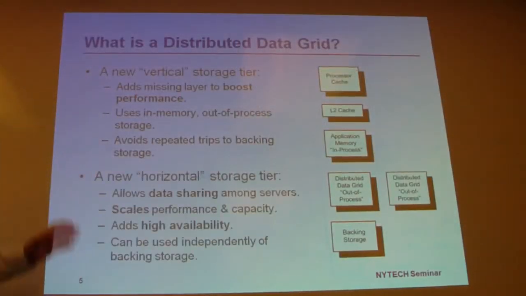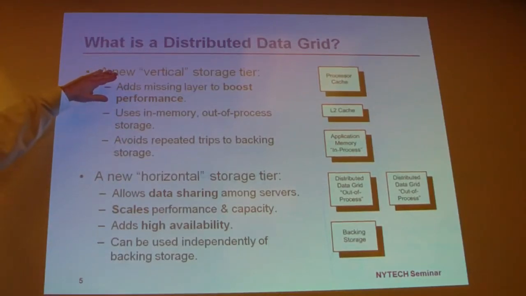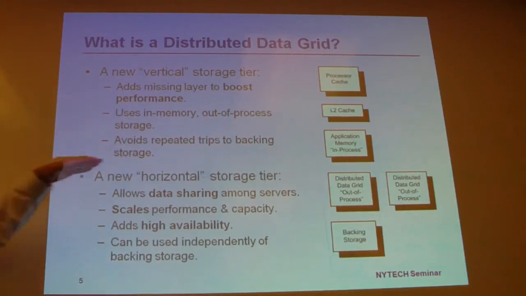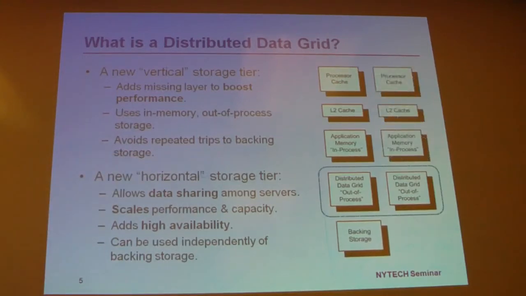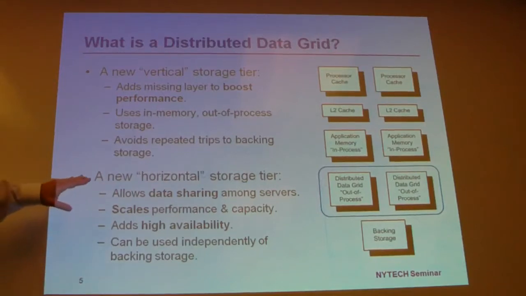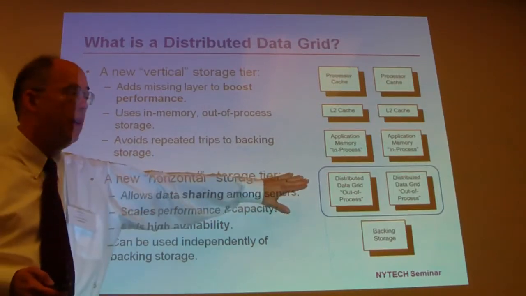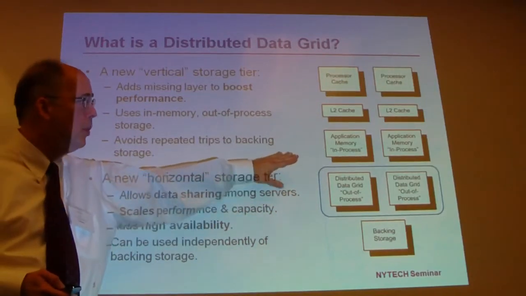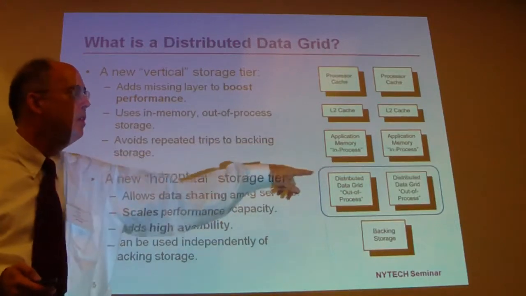Now, it's also a scalable tier, so it's not just a new layer in the vertical hierarchy, but a new horizontal storage tier, and it allows us to scale out computation because it provides shareability amongst the servers. So this technology, called the distributed data grid, has as one of its main purposes to create a mechanism by which applications can share data.